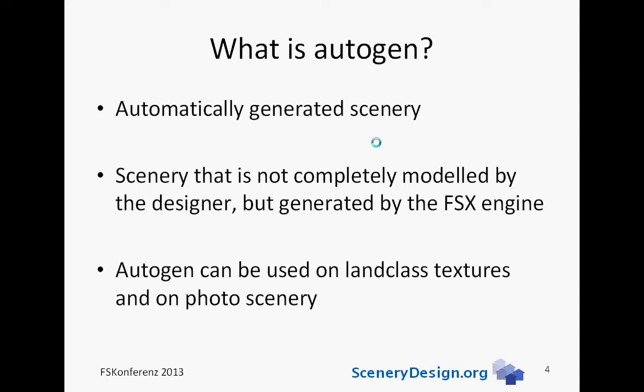An important restriction of Autogen is that it can only be used on land class textures or on photo scenery. So if there's no photo scenery as part of your scenery and there's no land class texture as well, you can't just place an Autogen house or an Autogen tree at a certain place. You need one of those two elements there. And in this presentation I'm mainly going to focus on Autogen for photo scenery, because that's where the power of GIS data is best used. So I will not talk much about land class textures from now on.